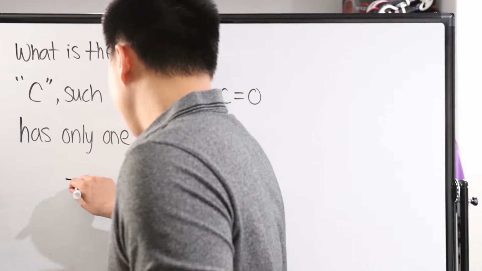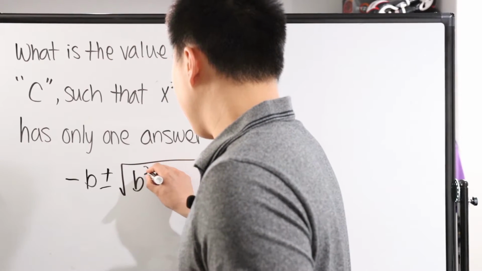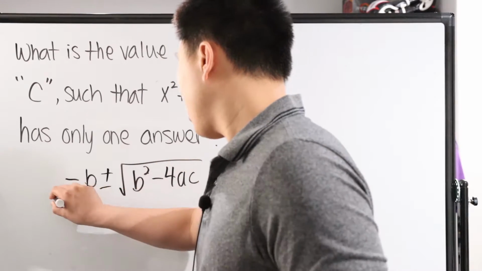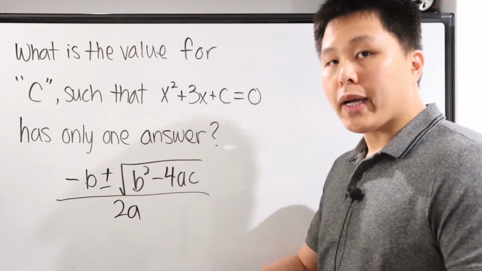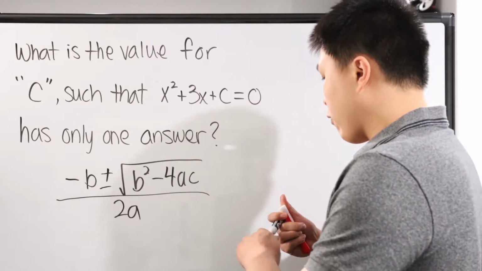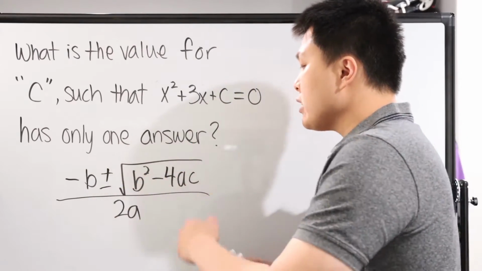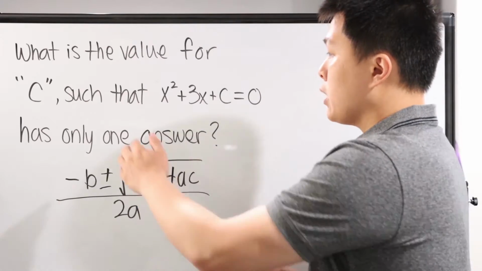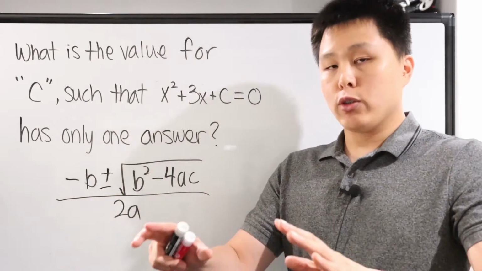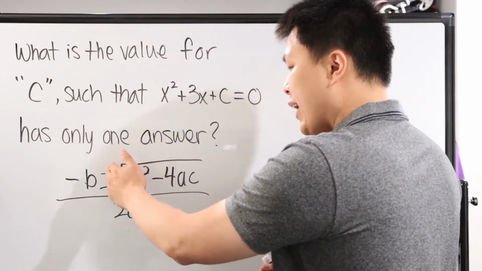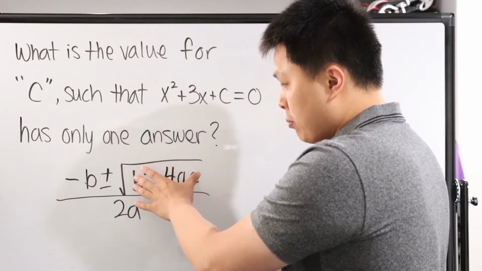The quadratic formula is negative b plus or minus the square root of b squared minus 4ac, all over 2a. Now, the only way we can have two solutions using the quadratic formula is because of the plus and minus. The plus results in one kind of solution, the minus results in another solution. Well, this one says that we want this value of c such that there's only one solution. So to add and subtract some number such that it doesn't matter, the only number this inside can be is actually 0, right?